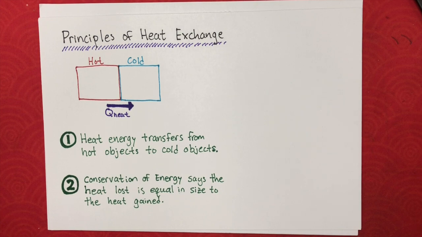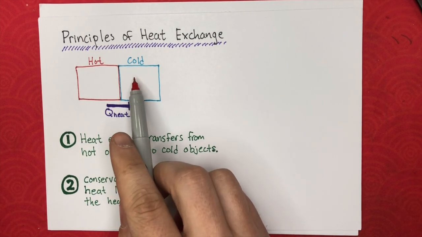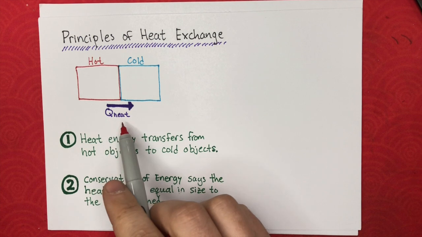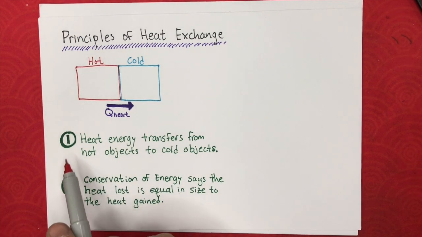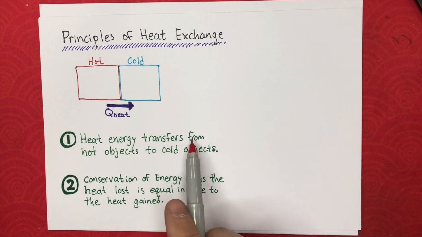Hi everybody. Today we're going to be taking a look at the principles of heat exchange. Now the principles of heat exchange are pretty straightforward. If you have a hot object and it's in contact with a cold object, some amount of heat is going to be transferred. The first principle of heat exchange states that heat energy transfers from hot objects to cold objects.